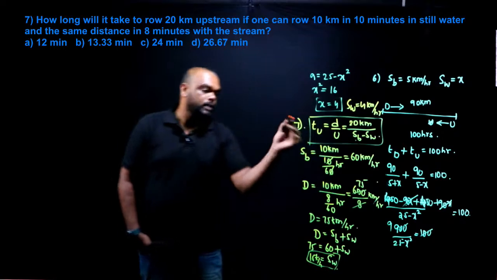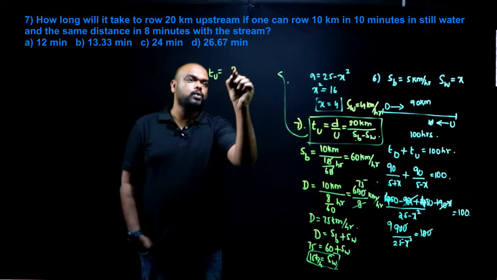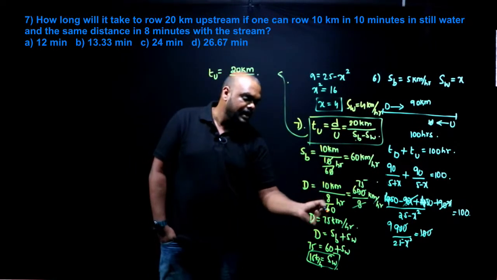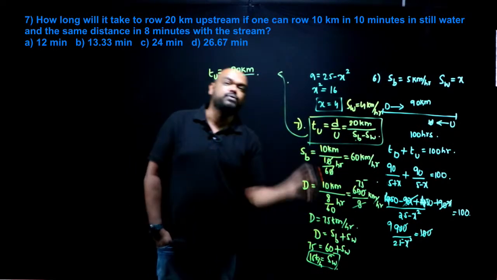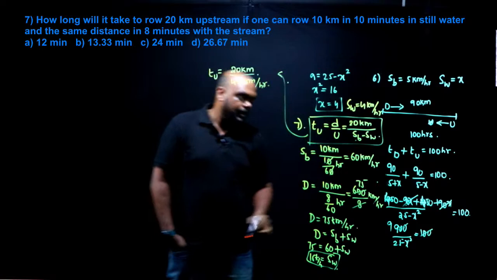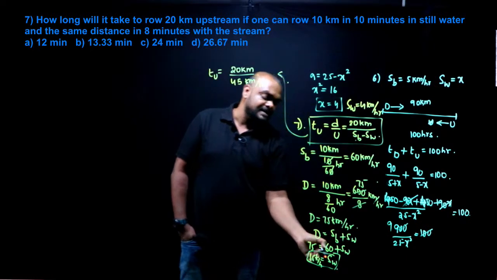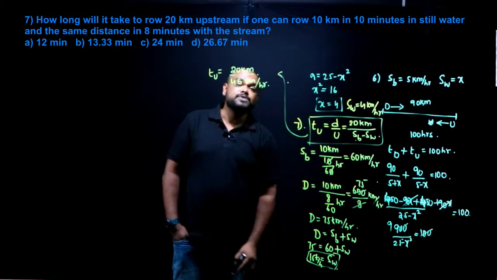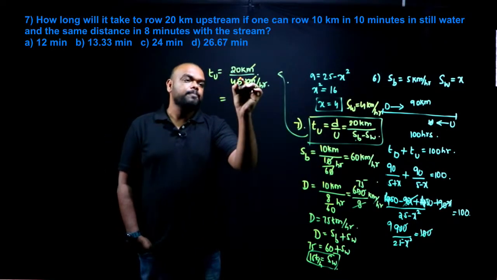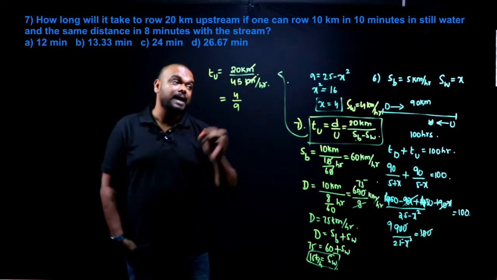We got SW. Now let us bring this equation here. What happens? Time taken during upstream is equal to 20 kilometers divided by SB minus SW. What is SB? SB is 60, minus SW is 15. That should give us 45 kilometer per hour. 60 minus 15 will be 45 kilometer per hour. So what happens? Kilometers get cancelled. Now 5 into 4, 5 into 9, so 4 by 9 hours.